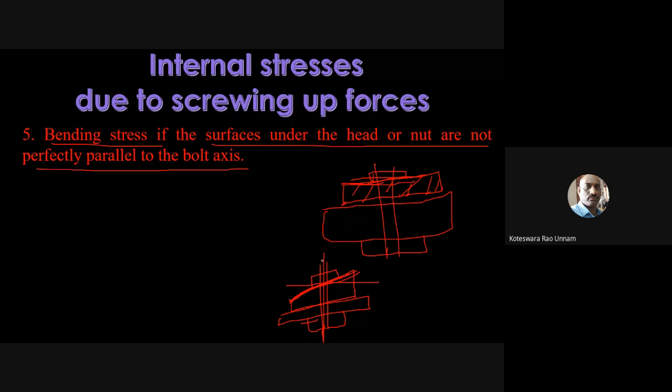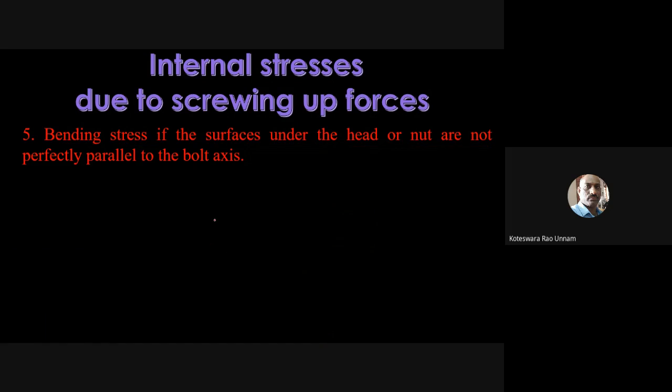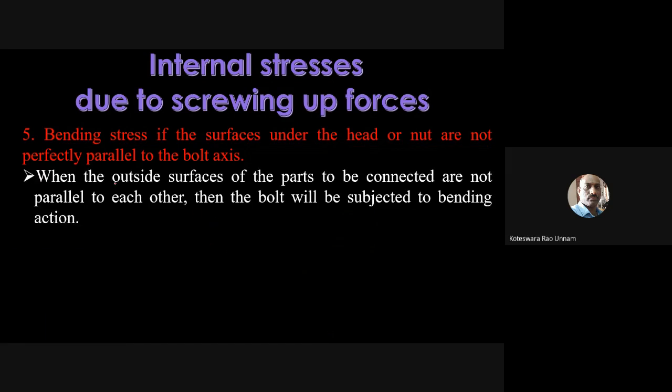Only when this kind of situation exists do you have a bending stress. Otherwise, if it is perfectly parallel to the bolt axis, there won't be any bending stress. So you have an inclined surface either on the bolt head side or on the nut side, and because of that you have bending stress in the bolted connection. When the outside surfaces of the parts to be connected are not parallel to each other, the bolt will be subjected to bending action. That's what I already showed you through the figure.